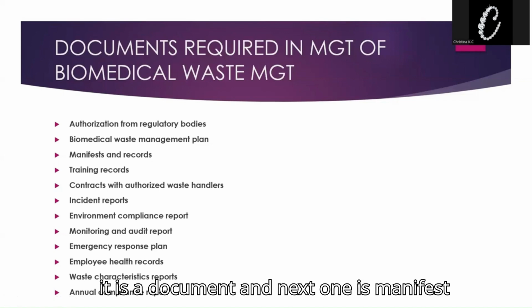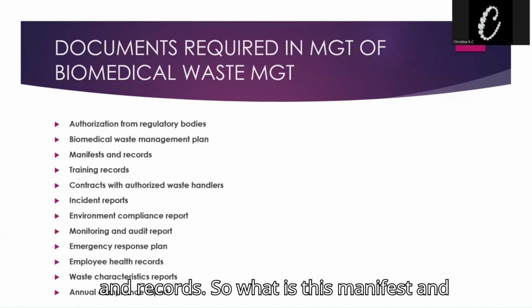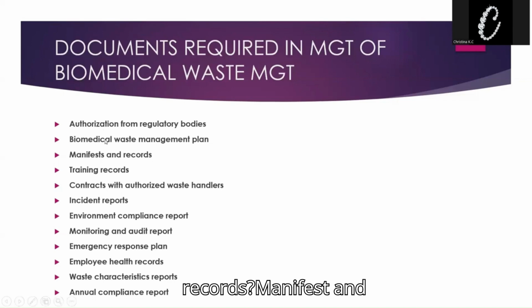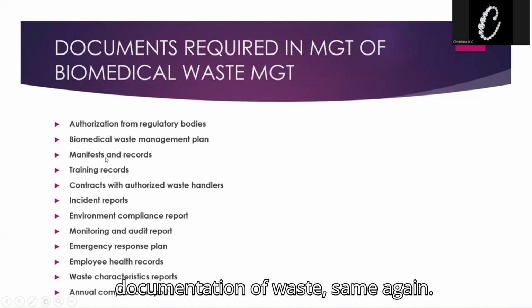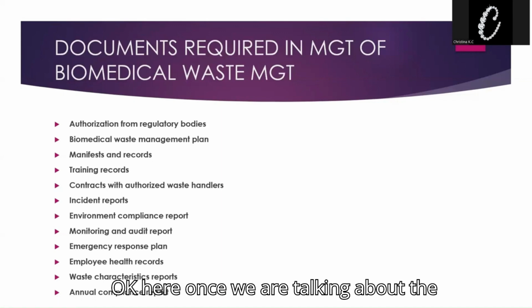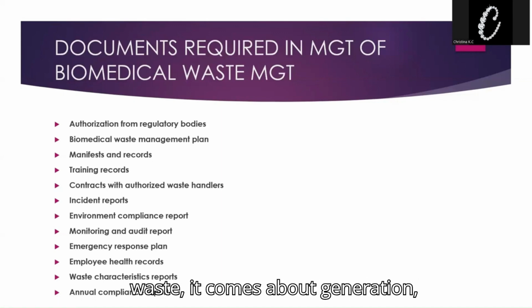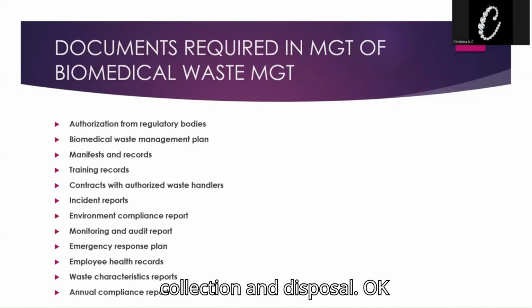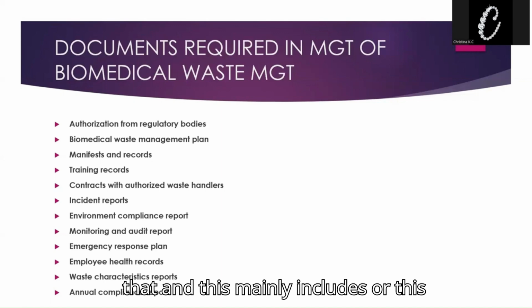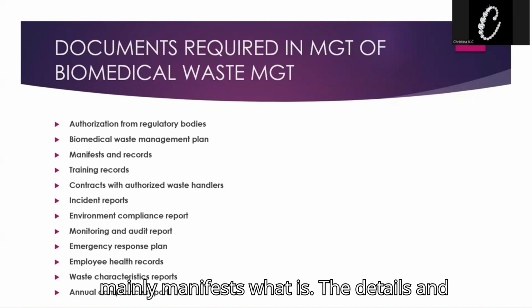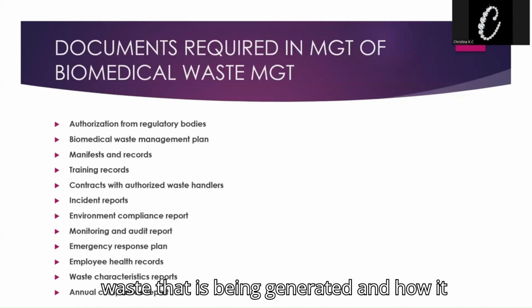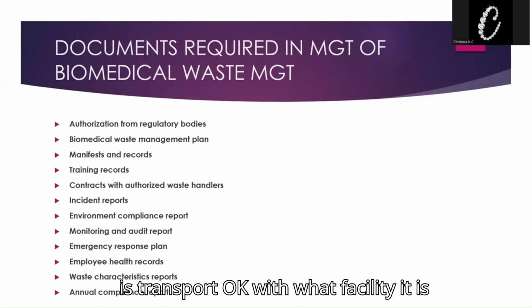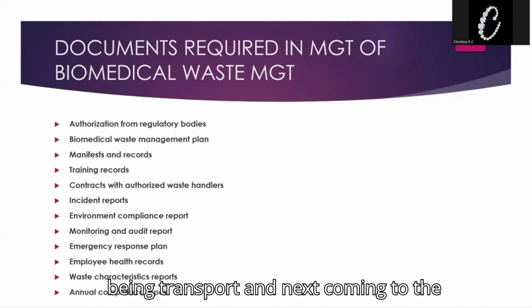And the next one is manifest and records. So what are manifest and records? They are the documentation of waste: generation, collection, and disposal. This mainly manifests the details and types and the quantities of the waste that is being generated, and how it is transported, and with what facility it is being transported.